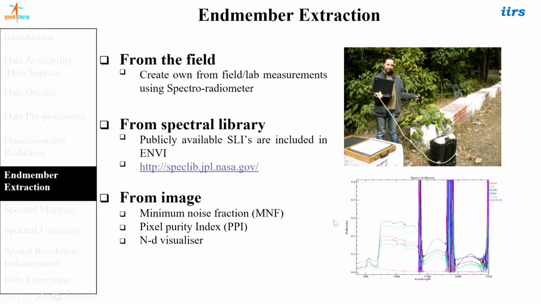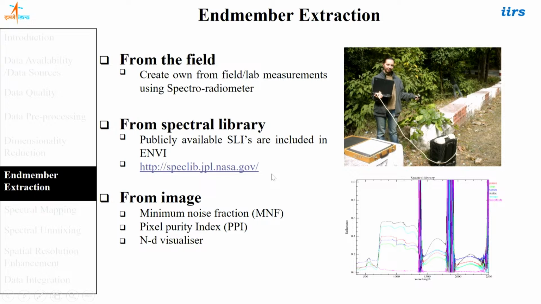Now coming to the next step. In the case of multispectral data classification, we term that training signature selection. Here this is termed endmember extraction. How do we do the endmember extraction? Either you go to the field, or do lab measurements using a spectroradiometer. Like here you can see the spectroradiometer and how it is collecting the spectral data. Then you can use a publicly available spectral library, like the ENVI software has a publicly available spectral library.